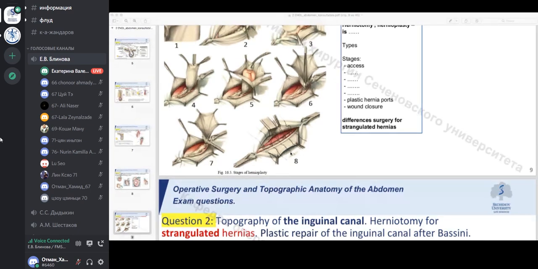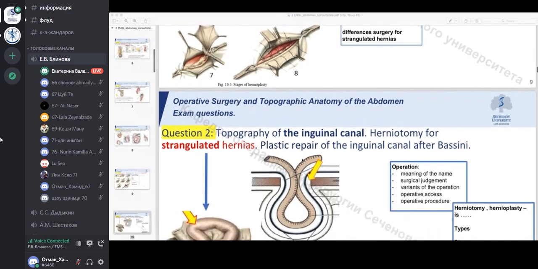You should stitch the layers of the posterior inguinal canal. Firstly, you should stitch the internal oblique and transverse muscle to the inguinal ligament. And after that, stitch the medial flap to the inguinal ligament. After that, the lateral flap above the medial flap, and stitch the skin and subcutaneous tissue.